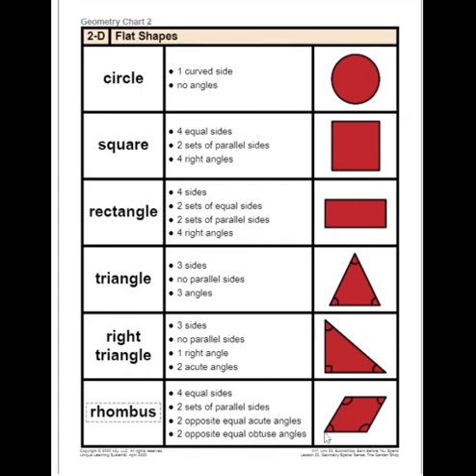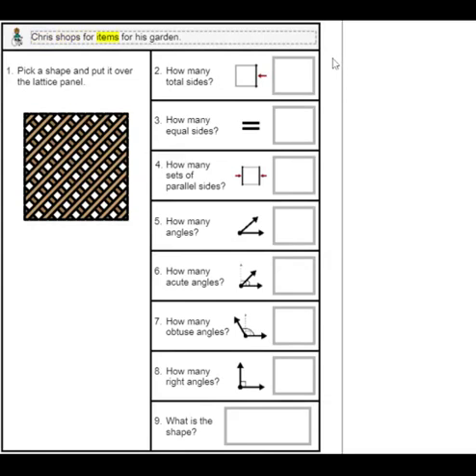2 opposite equal acute angles. So here's my 2 acute angles. They're small, they're narrow. And 2 opposite equal obtuse angles. Right here is an obtuse angle, and right here, they're large angles. That means they go further than 90 degrees. They're wide.